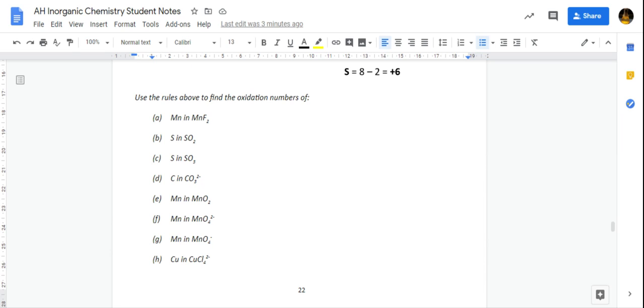So have a go at those. Remember that in oxidation numbers, the sign, so plus or minus, is written first of all, which is different from the charge.